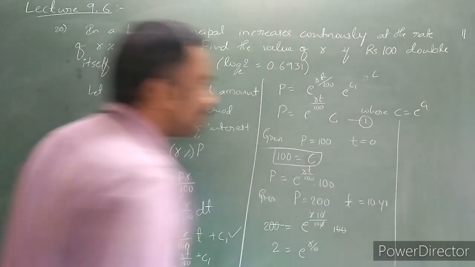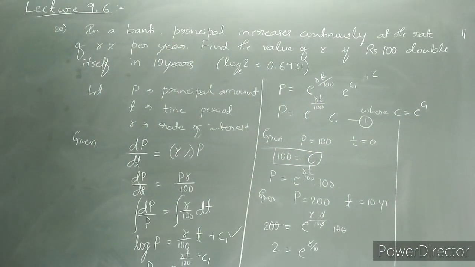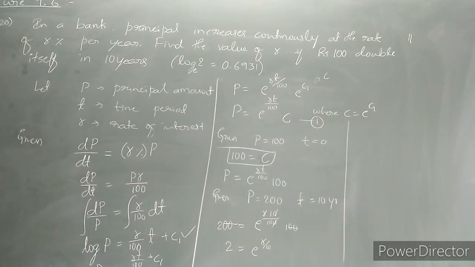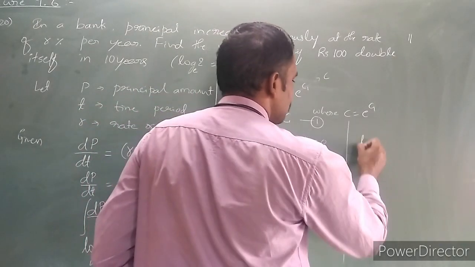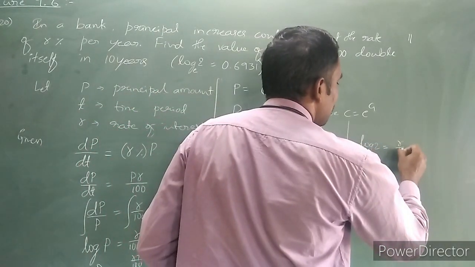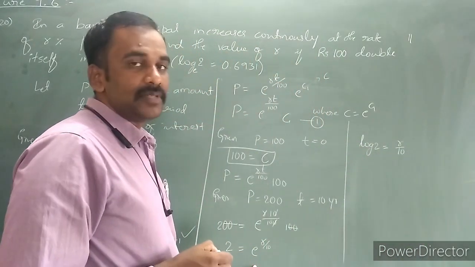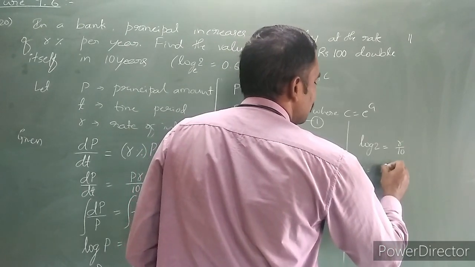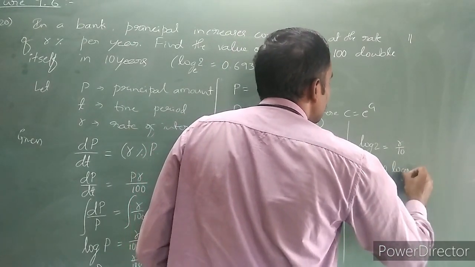Now what will get simplified? Taking log on both sides, so I just take the log of 2 is equal to R divided by 10. Are you clear? Log of e to the base e is 1. So this implies R is equal to 10 into log of 2.